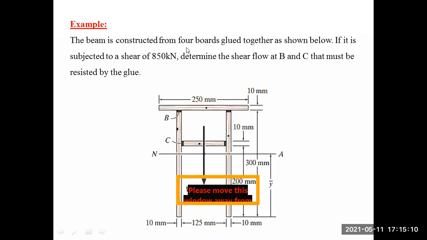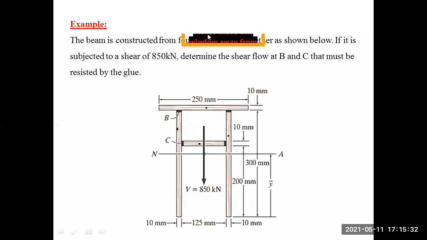The beam is constructed from 4 boards glued together. We could see the points at which the components are glued to each other, to act as a single unit. It is subjected to a shear force, and the value of the shear force is given. Looking at the cross section, the shear force is acting downward. 850 kilonewton is the shear force.